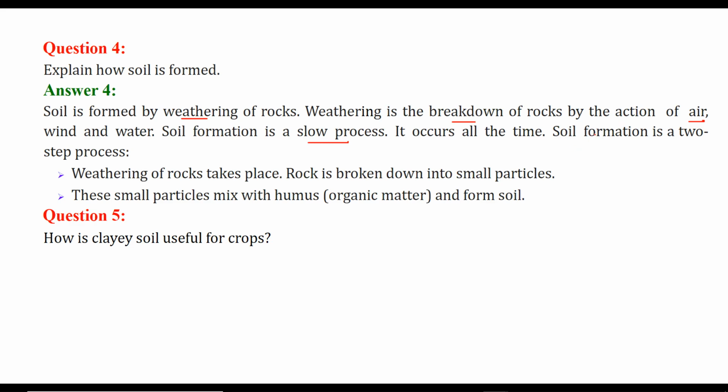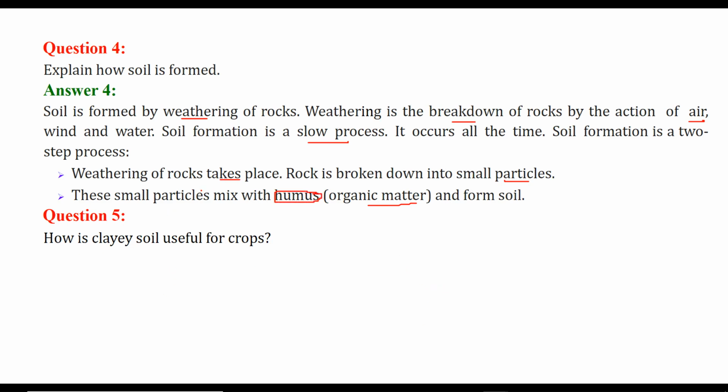And this soil formation is actually a two-step process. First, this weathering of rocks is taking place. Very minute particles, very micro level particles are being produced with the air or wind and water striking the rocks. Now rock is broken into these smaller pieces, and these small particles mix with the organic matter which is called humus, and they form soil.